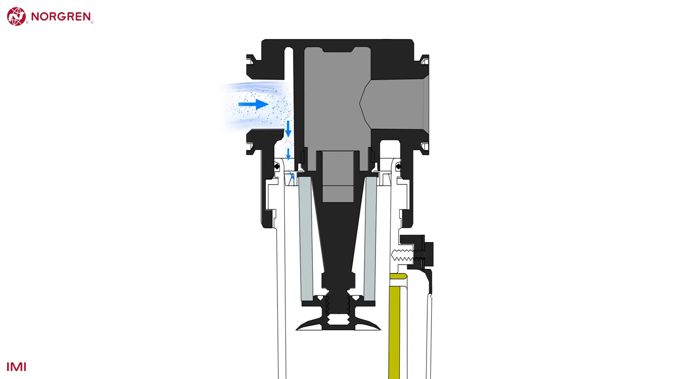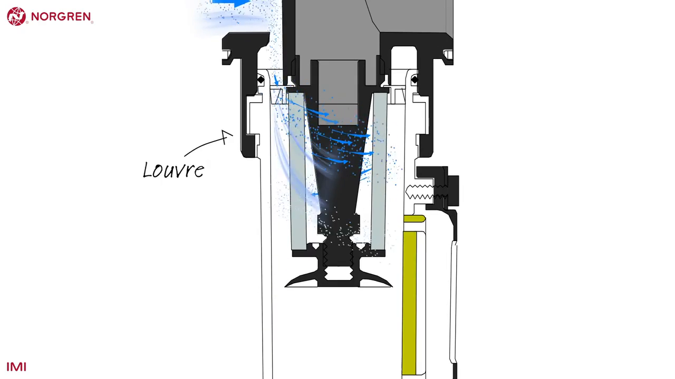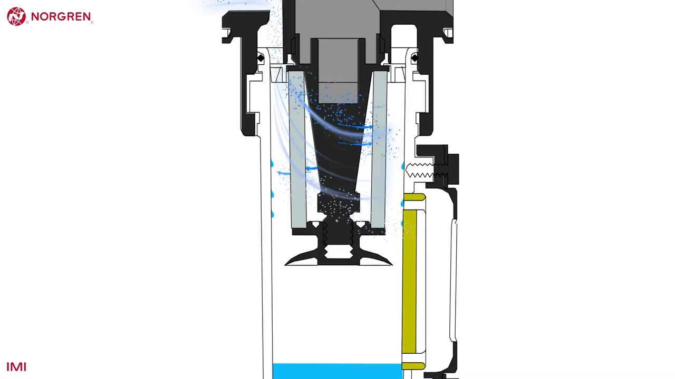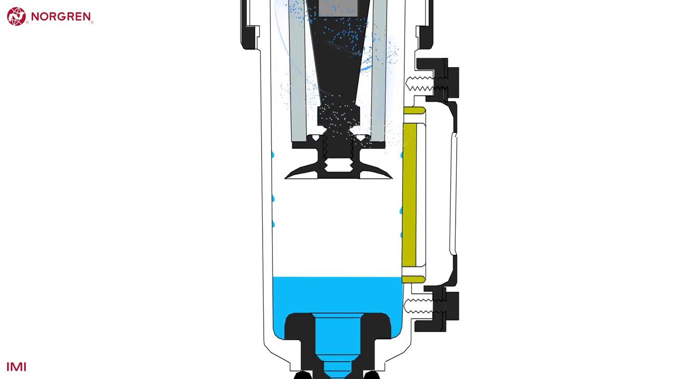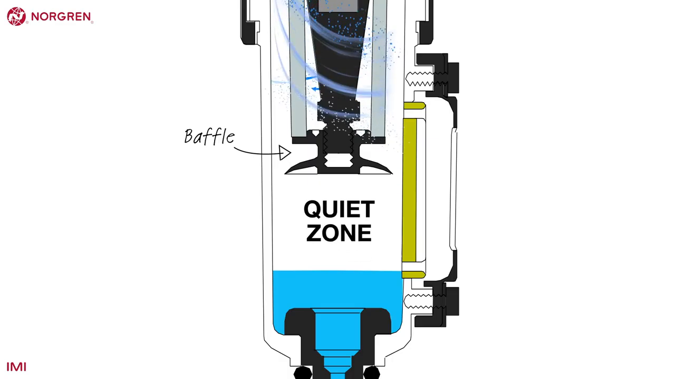As the air continues to move into the filter, it moves across the angled fins of the louvre, causing a cyclone effect. Momentum forces smaller water droplets to the outside of the bowl, and gravity causes them to collect at the bottom. While the air is very turbulent above it, the baffle creates a quiet zone below it, where the air isn't spinning.